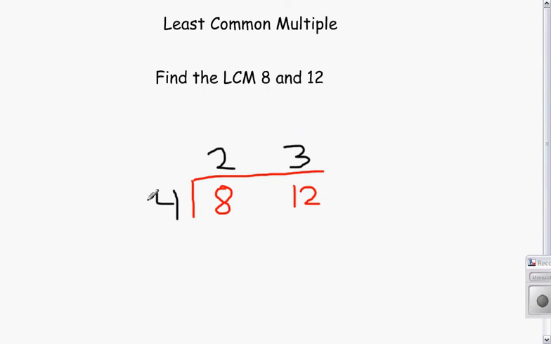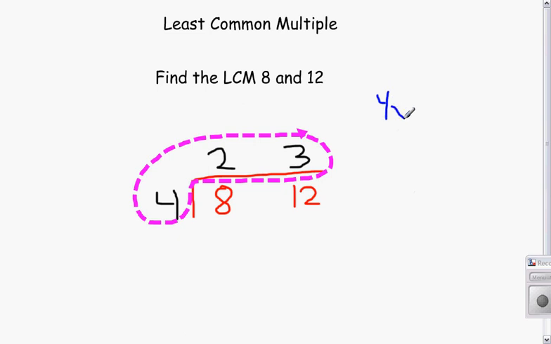Instead of just multiplying what's on the side, to find the least common multiple, I am going to multiply everything that's on the outside of my cake. You may want to think of it as the icing of the cake, the candles of the cake, whichever is going to help you remember it a little bit better. Now I take this information, I multiply it all together, and that gives me my least common multiple.